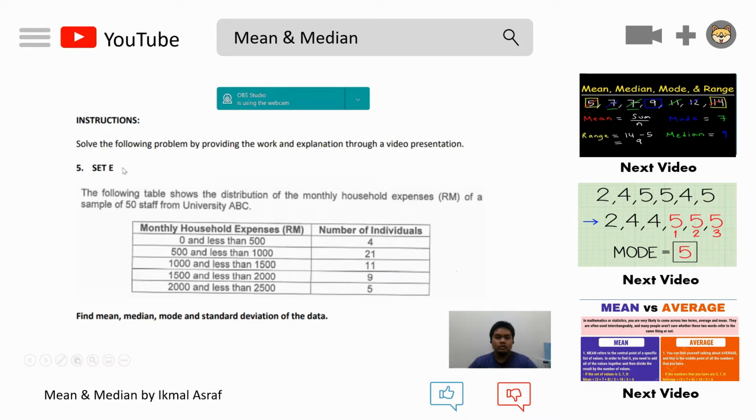So our question is set E. The following table shows the distribution of the monthly household expense of a sample of 50 staff from University ABC. Find mean, median, mode, and standard deviation of the data.